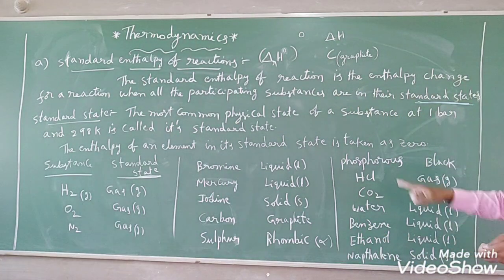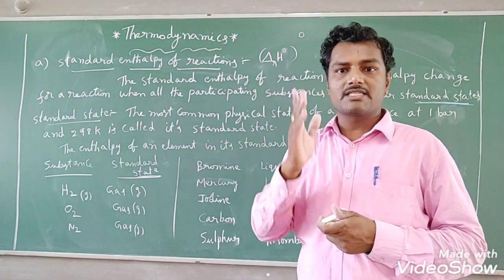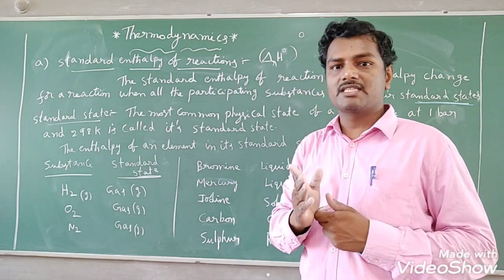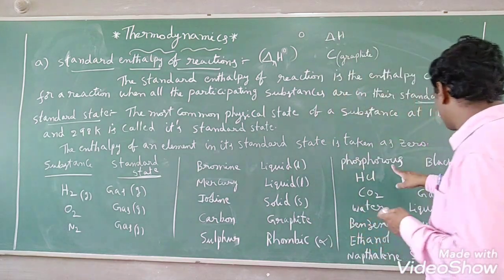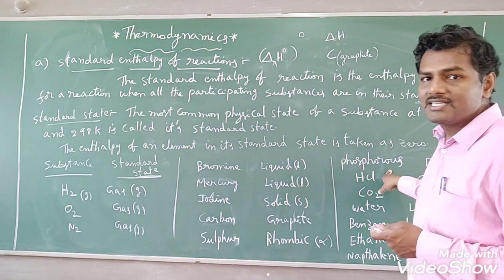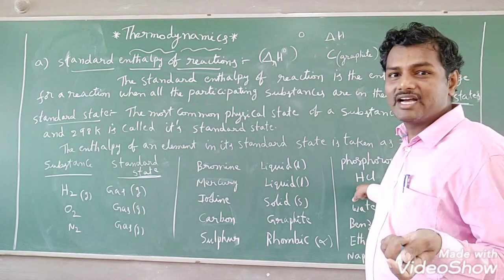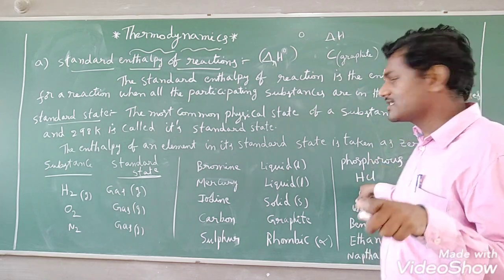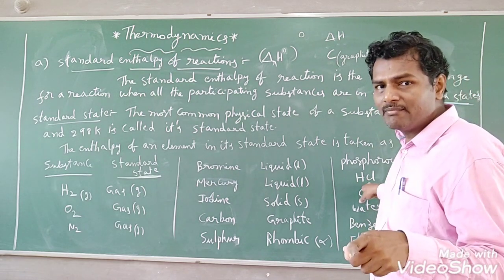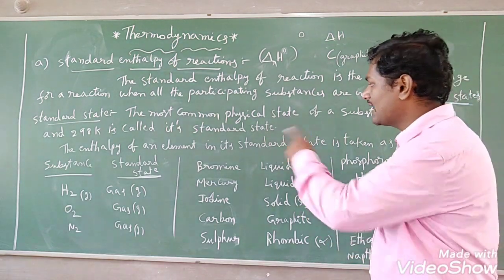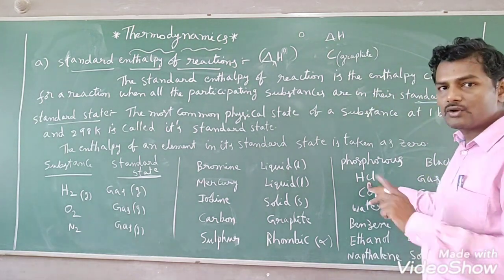Next, phosphorus. Phosphorus also we have in different types. What are those? Black phosphorus, white phosphorus, red phosphorus, different allotropic forms of phosphorus we have. Among those, black phosphorus they have taken as the standard state, students. HCl, generally we think HCl is a liquid, but the most common physical state of HCl is what? Gas. This is not an element. Only in the case of elementary form they have taken the enthalpy as 0, but it is a compound form, so its enthalpy is not 0.